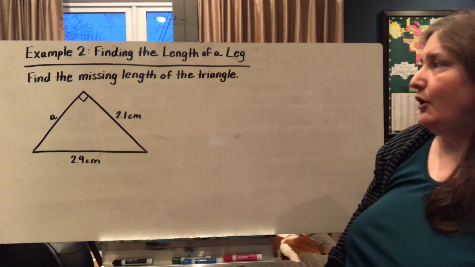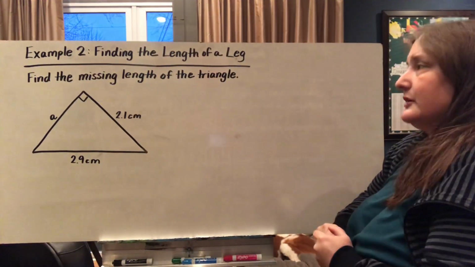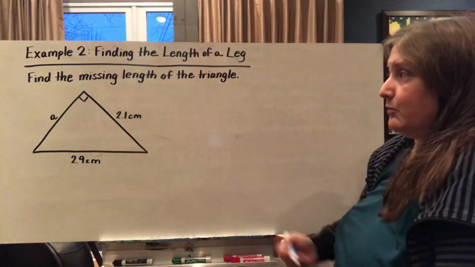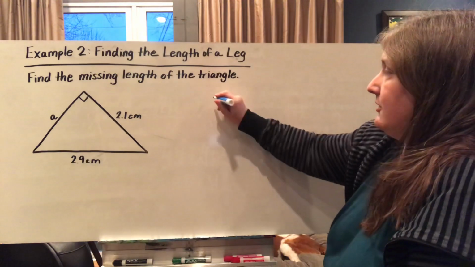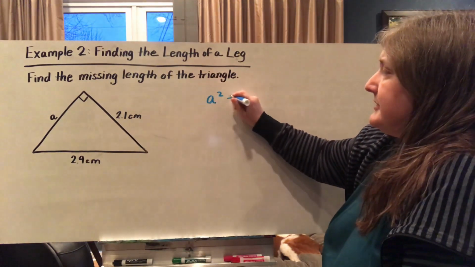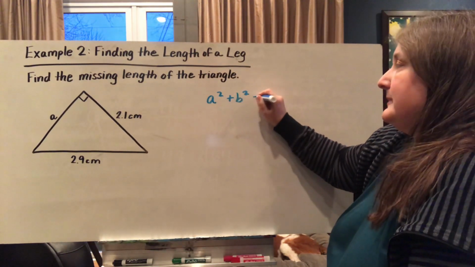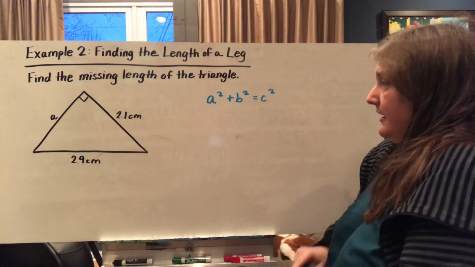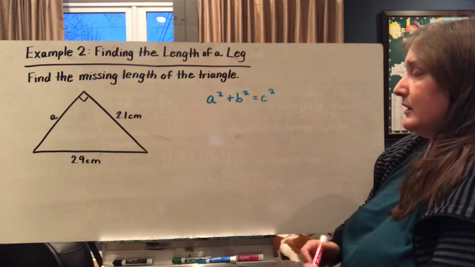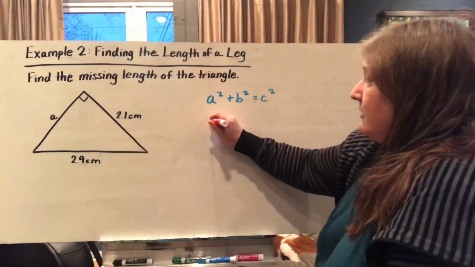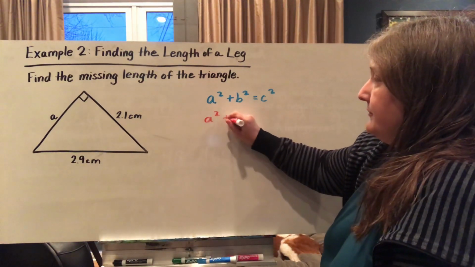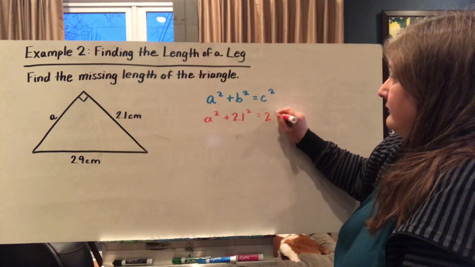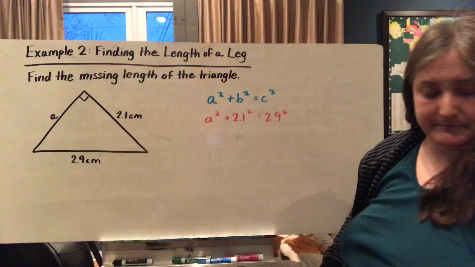In this case, we're not missing the length of the hypotenuse, but we're missing the length of a leg here, one of the sides that forms the right angle. So it can be the A or the B that is missing. It really doesn't make any difference because both of them are legs. But I'm going to put 2.1 in for my B value. So A squared, I don't know. B is 2.1 squared, and C is 2.9 squared.